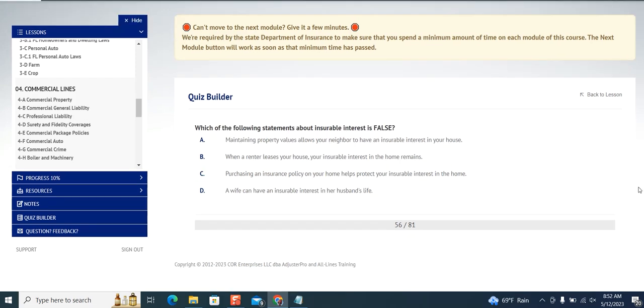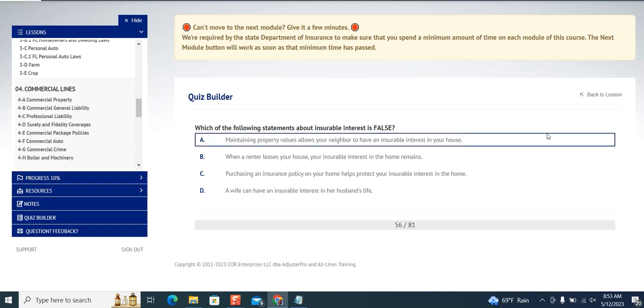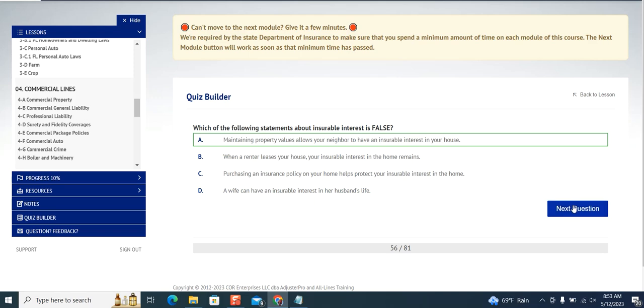Okay, which of the following statements about insurable interest is false? Maintaining property values allows your neighbor to have an insurable interest in your house. Maintaining property values? Nah, the neighbor ain't got nothing to do with nothing.